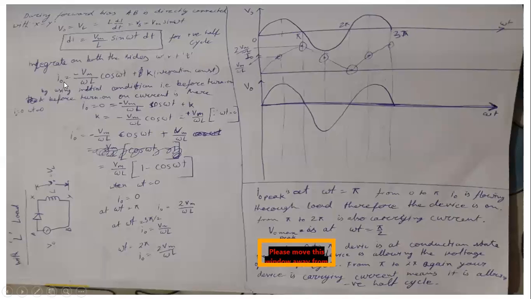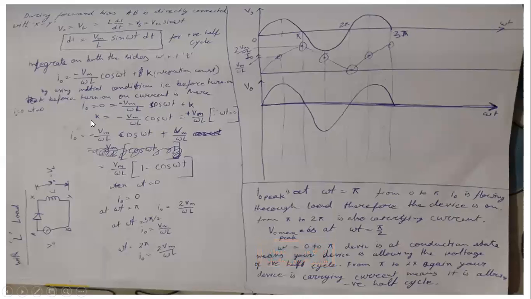to t, we will get I naught, the output current, equal to minus Vm by omega L cos omega t plus k. K is what? K is the integration constant. Now, by using the initial condition, that before turn on, the current I naught is equal to 0 at omega t equal to 0. So I naught equal to 0 gives 0 equals minus Vm by omega L cos omega t plus k. So from that we can get the value of k.